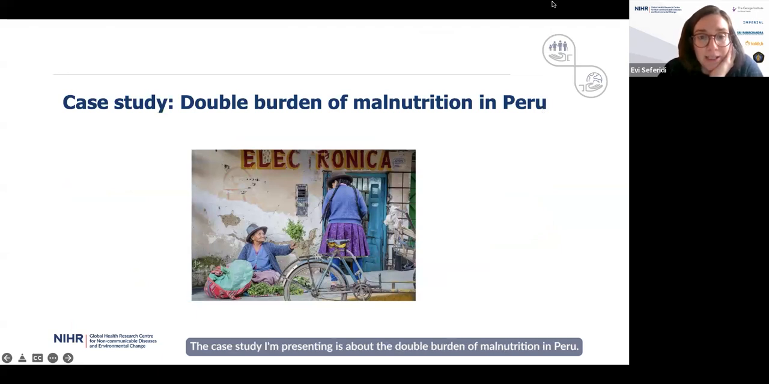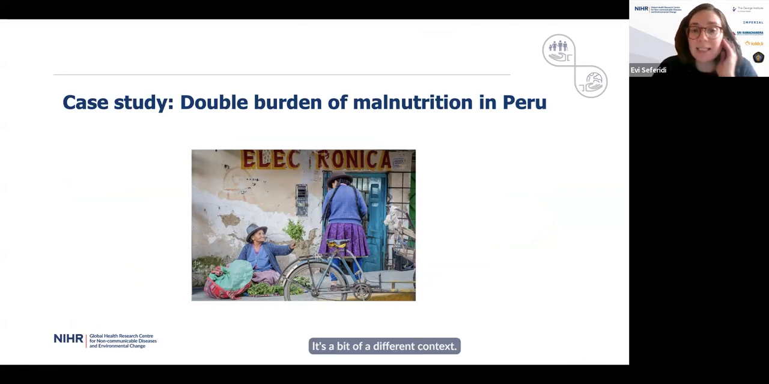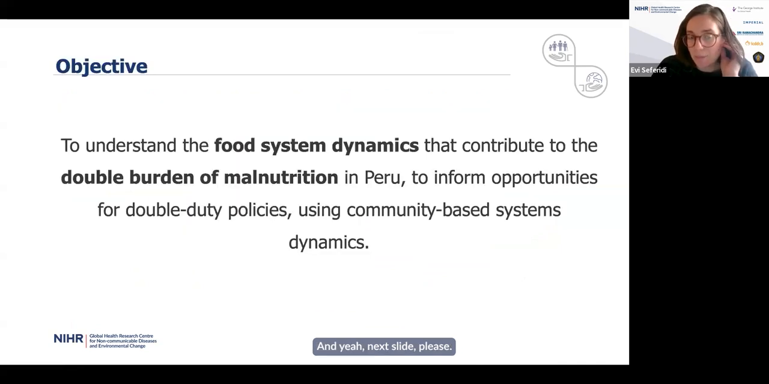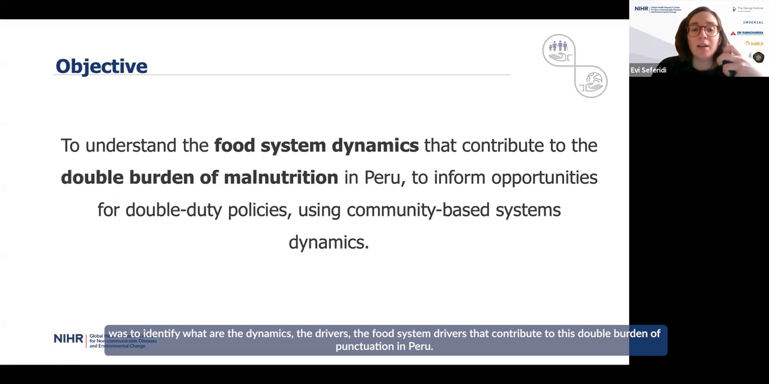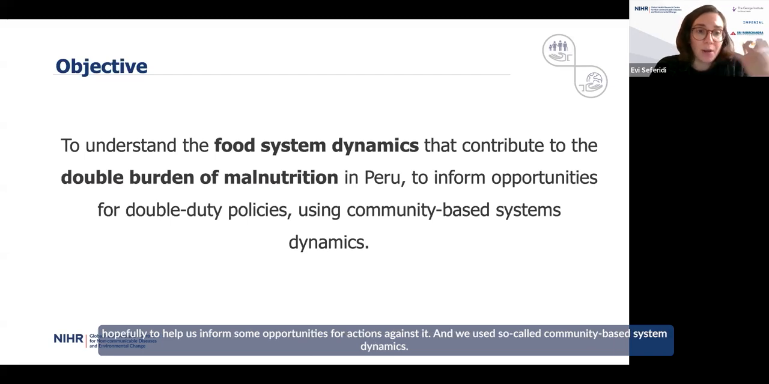The case study I'm presenting is about the double burden of malnutrition in Peru. It's a bit of a different context. Next slide, please. The main objective of this work was to identify the dynamics, the food system drivers that contribute to this double burden of malnutrition in Peru, hopefully to help us inform some opportunities for actions against it. And we used so-called community-based system dynamics.